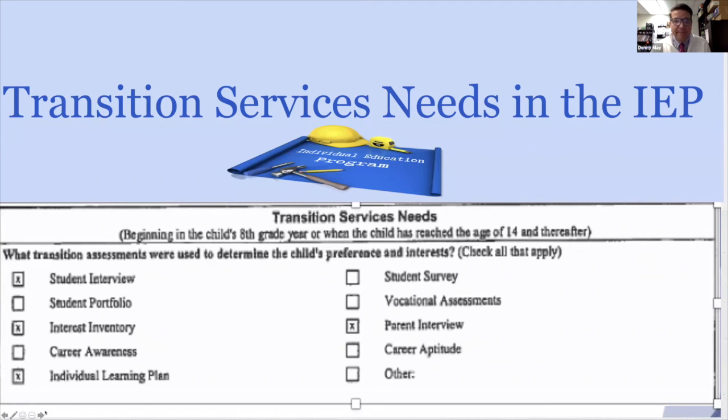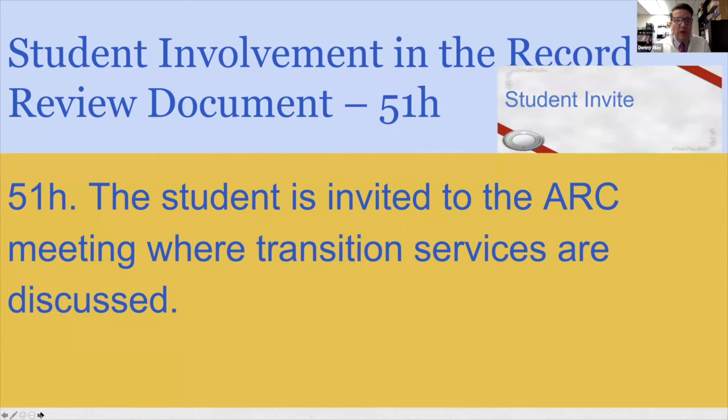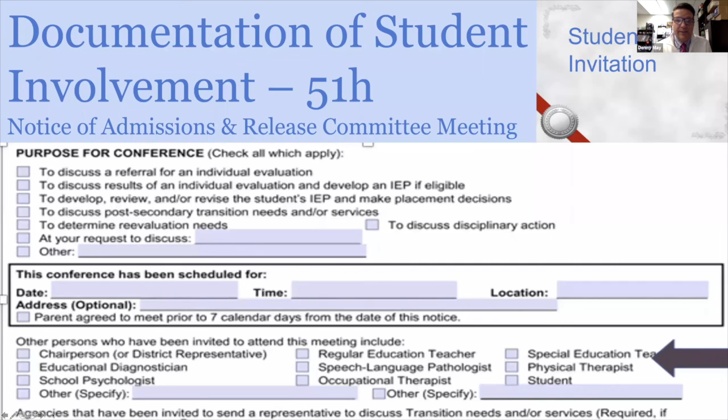We can move on past that. It's kind of the same thing, just another screenshot. 51H, student involvement in the record review document. We need to make sure that we're inviting students to the meetings. Beginning at age 13, we need to invite students to every ARC meeting where transition services are discussed. We see the area here on the ARC notice, and you'll see they're pointing at, it's supposed to be pointed at the student, but at least you see it's in the area there. So you would need to mark that on the notice every time. If you don't have that marked, that's a correctable error. You can go back and fix that.